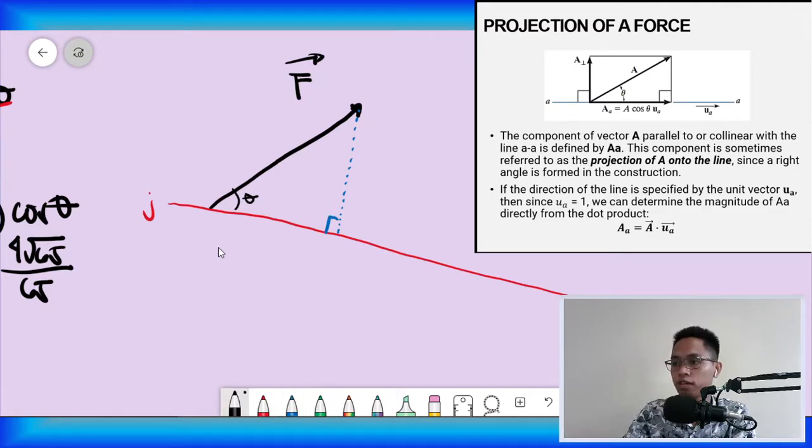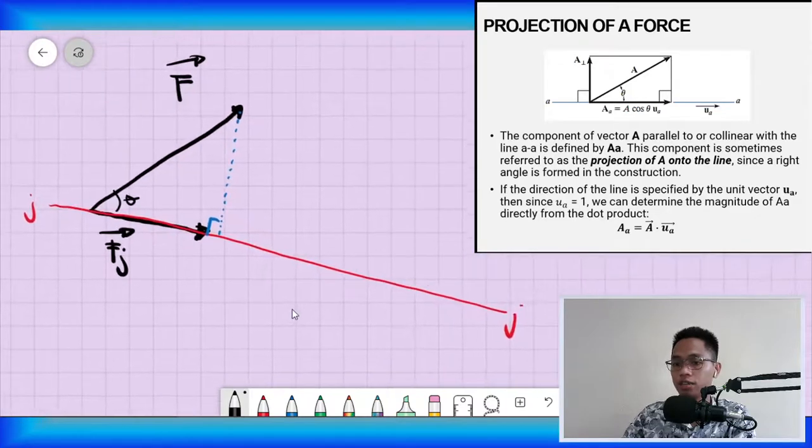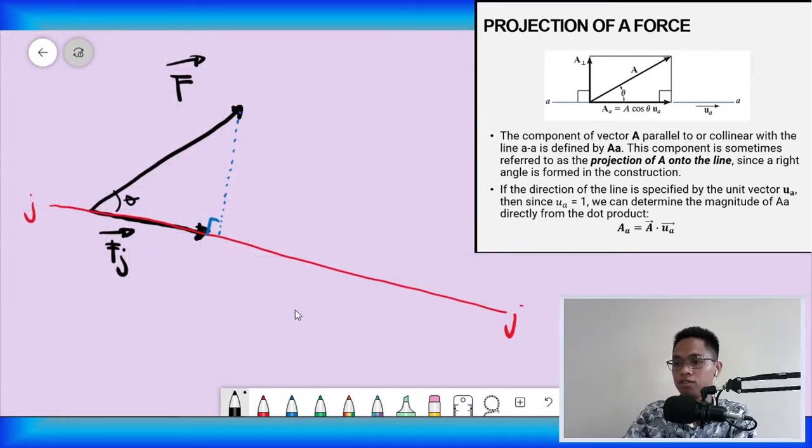To solve for this, I will call it vector FJ. Vector FJ is simply the component of the force along line JJ. So this will also be the force parallel to line JJ. And this other part here would automatically be the force perpendicular to line JJ.